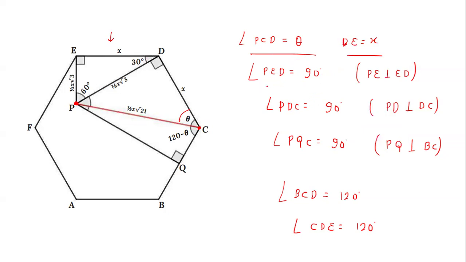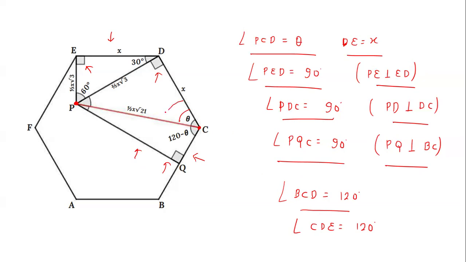And we know this angle PED is 90 degrees, because PE is perpendicular to ED. We also know this angle to be 90 degrees because PD is perpendicular to BC, and we also know this angle is 90 degrees because this PQ is perpendicular to this BC. So we know these three angles, and we also know the angle BCD is 120 degrees. This whole angle BCD is 120 degrees because it is an angle of a regular hexagon, and in a regular hexagon all angles are equal to 120 degrees. So we know this is equal to 120 degrees.